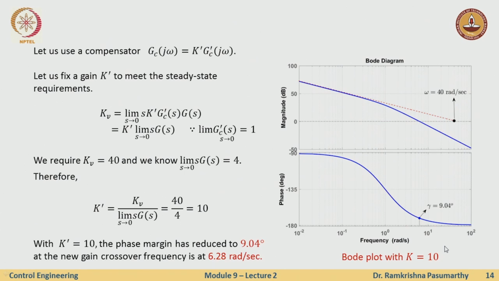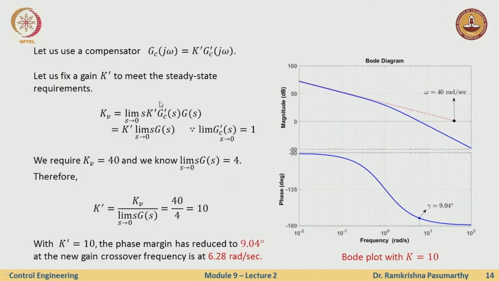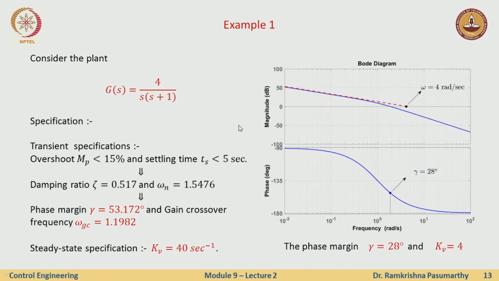First, can I at least take care of my steady state requirements? How is the steady state requirement? kV, the velocity error constant, is s times the entire transfer function. The entire transfer function consists of this k prime, gc prime, g of s. What I know is that if I look at this expression, limit s tends to 0, my gc prime is always 1.